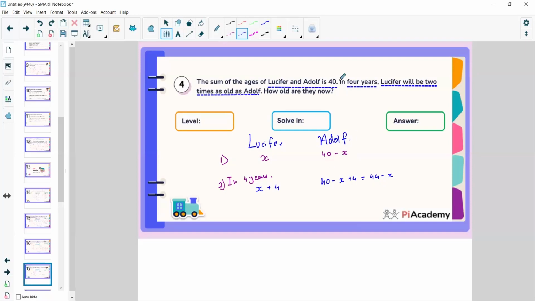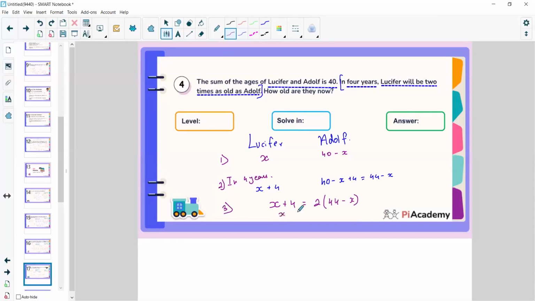Now what is given? In 4 years, Lucifer will be 2 times as old as Adolf. What does this mean? The age of Lucifer in 4 years, which is x plus 4, is 2 times the age of Adolf, 2 times 44 minus x. Right? So now let us try to solve this equation. This was our step 3, writing up the equation.